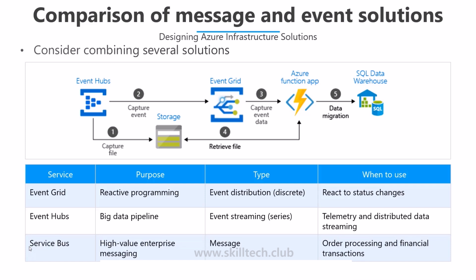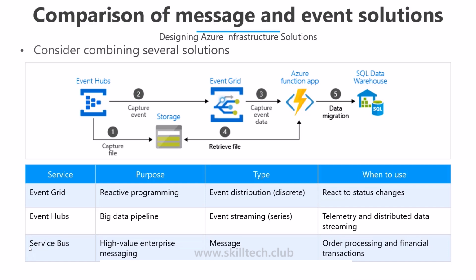Now in my case, you can see there is a storage account. The storage account is used for both the places. First, it is going to capture the files from the storage account, and then it is going to associate with the event hub. After that, once Event Grid captures that event, it is going to call an Azure function, which is going to be a trigger-based function.